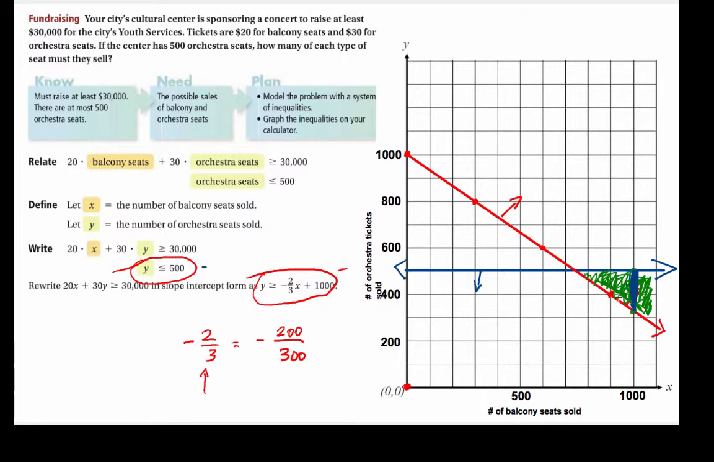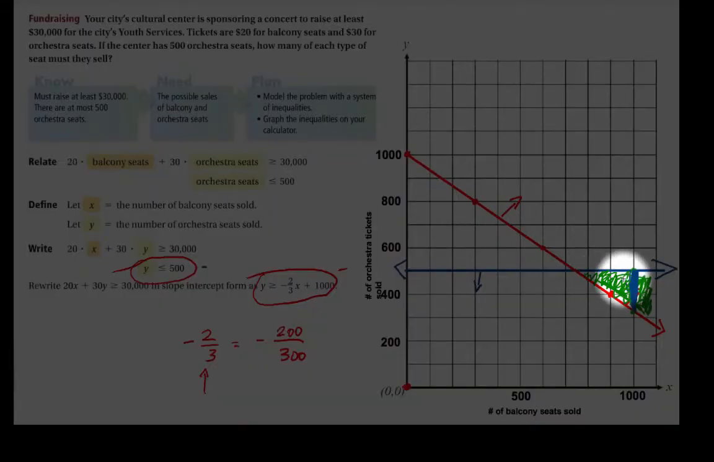If they sell a few less balcony seats, then you can see that we need to sell a few more orchestra seats. So any combination of tickets in this area here is not going to raise $30,000. And they can't sell anything up in this area here because they only have 500 orchestra seats. So again, any combination of balcony and orchestra seats in this area that I'm highlighting is not going to be enough to raise $30,000. It's only in this section here where they can raise $30,000.